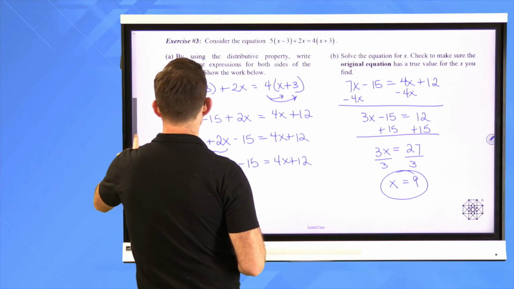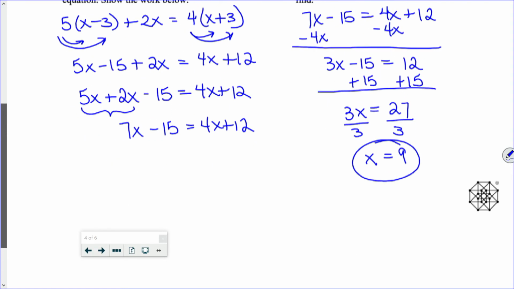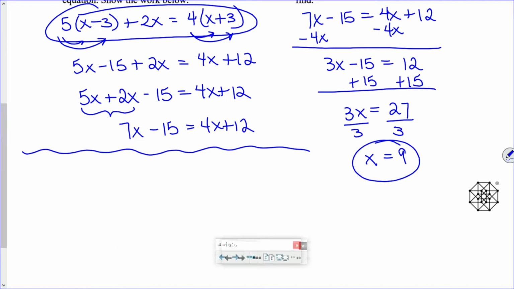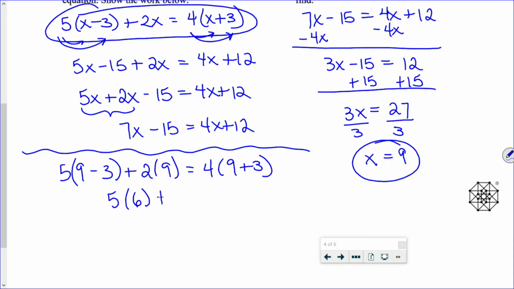All right. I need more room. There we go. So here's my original equation, right? So I'm going to do my check right here. X equals 9. So I'm going to put x equals 9 in for x. It's critical to check it in the original equation because that is the only one that can tell us whether or not we really did all the algebraic steps correctly.